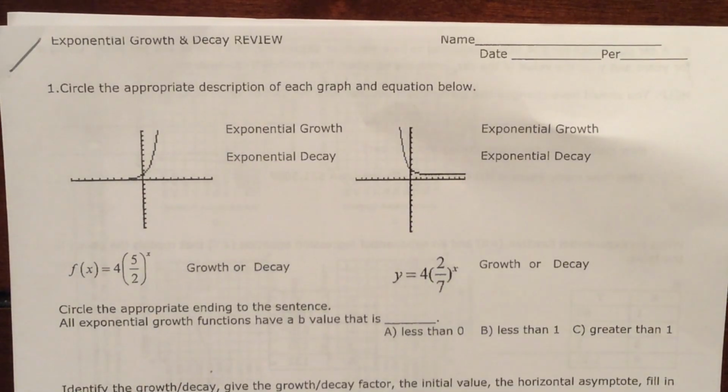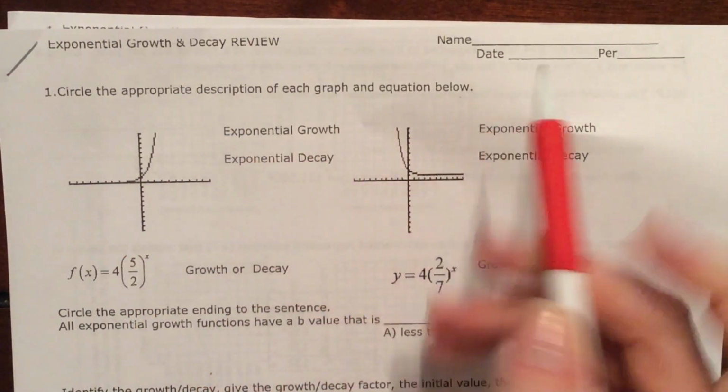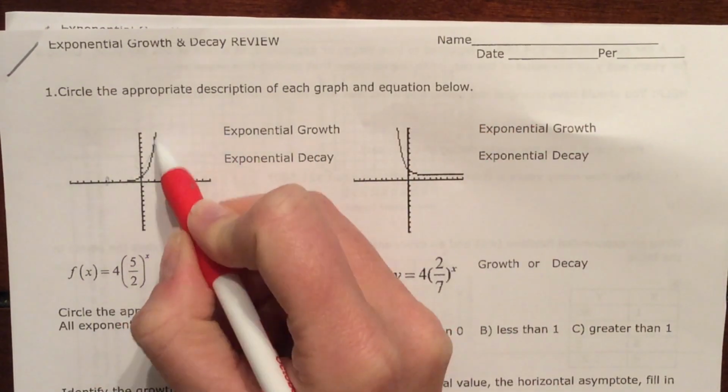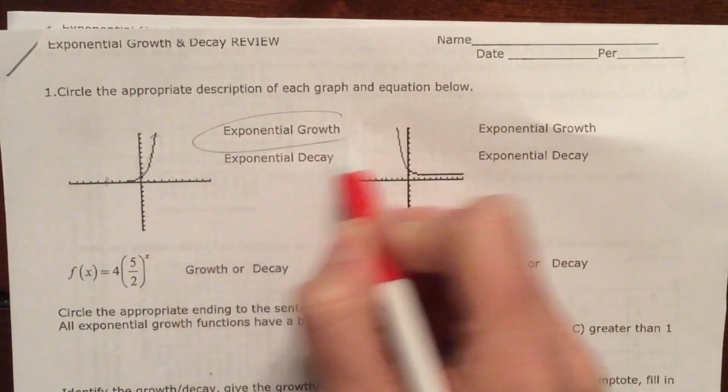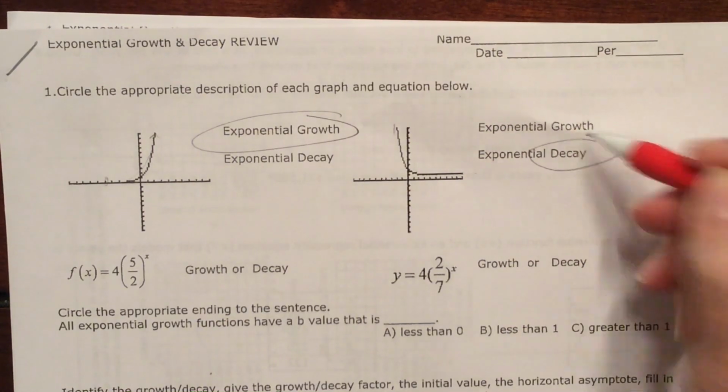This is your exponential growth and decay review. Circle the appropriate description of each graph and equation below. This one from the left is going to go up, so this one's going to be growth. From the left, this one goes down. This one's going to be decay.